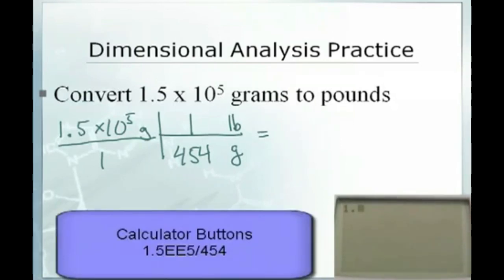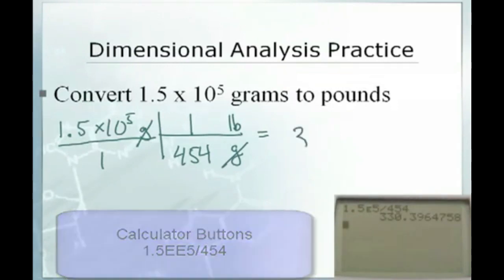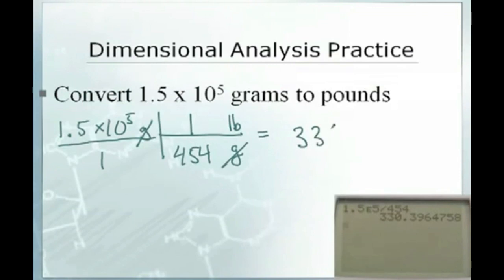Now the 454 is on the bottom, so you're going to need to cancel the grams. All right, let's put this in the calculator. 1.5 second EE, 5, divided by 454. Gives us 330.3964758, and that would be pounds.